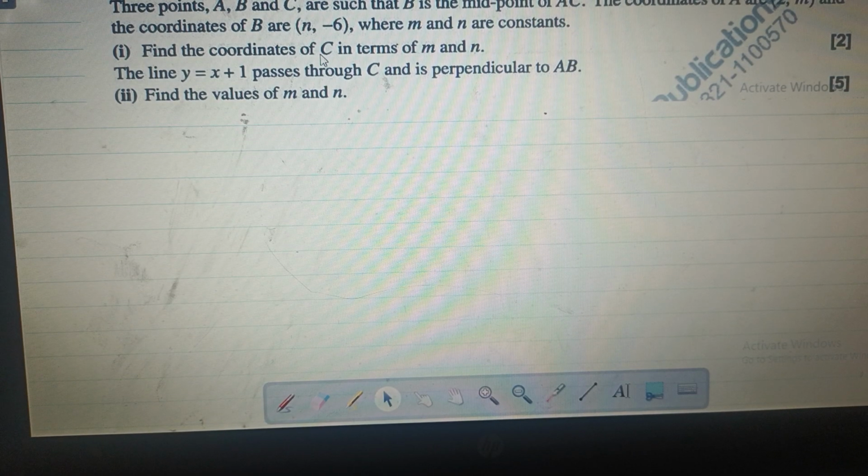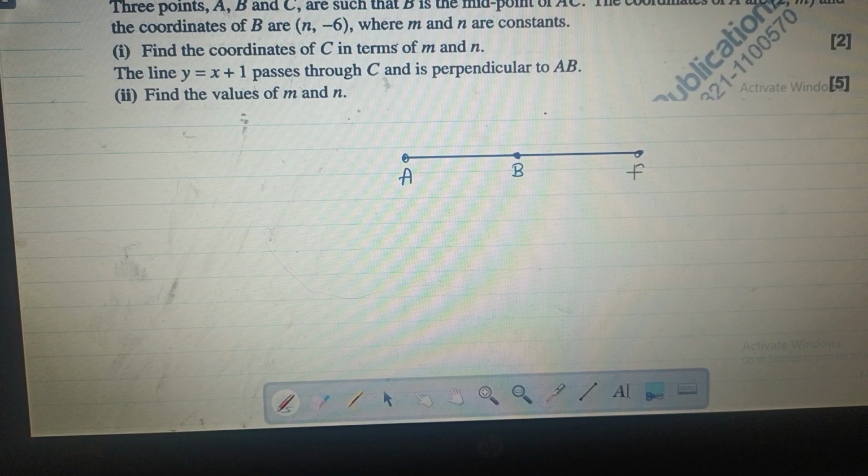Okay, this is a question related to, first of all, he is saying 3 points A, B, and C are such that B is the midpoint of AC. So I am taking here a line to show this. This is my point A here. This is point B over here. No, B is not here. B is the midpoint over there.